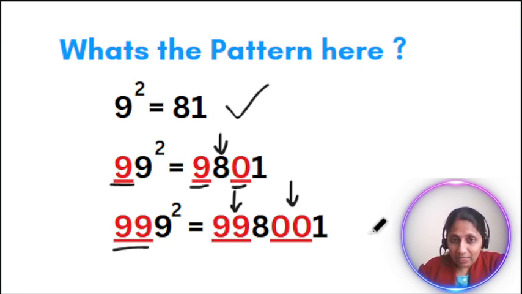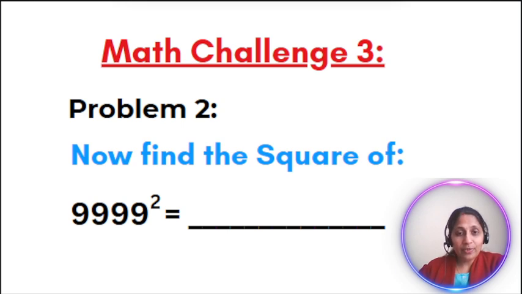Clear? I'm repeating one more time. You all know 9 square is 81. If you include one more 9, which is 99, then one 9 and one 0 will be included at both the ends of 8. So using this pattern, I now want you to pause the video and find the square of 9,999 within 10 seconds. Pause the video and do it. And if you are able to complete it, well done.